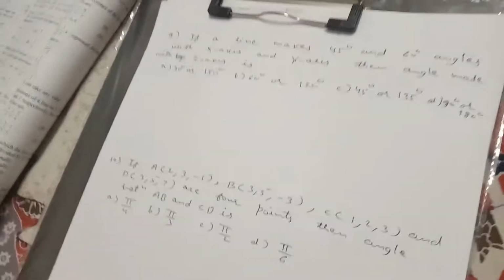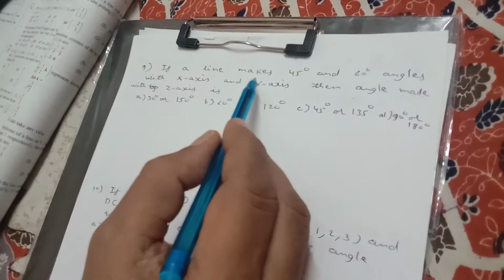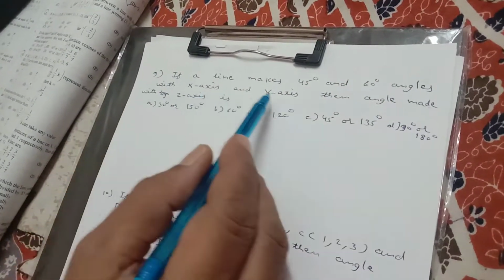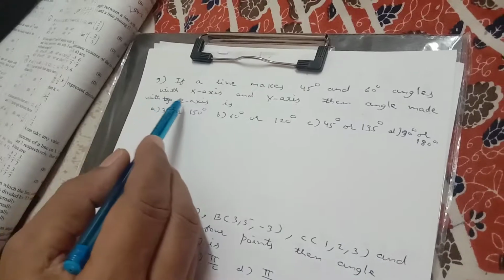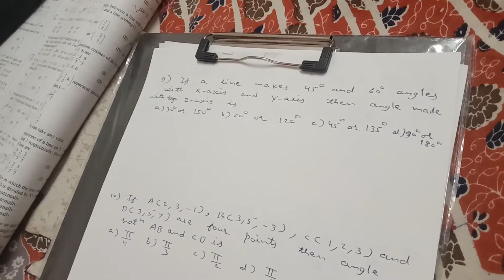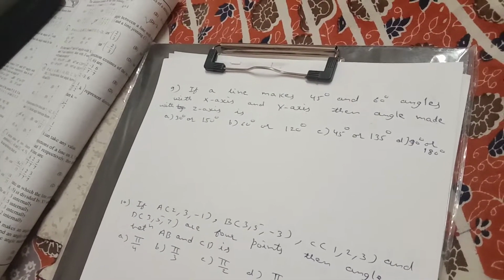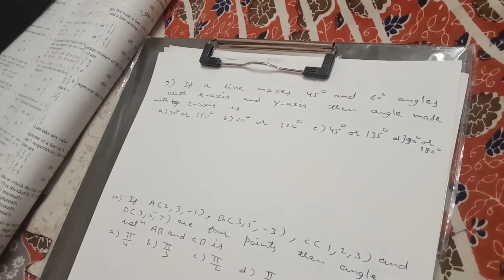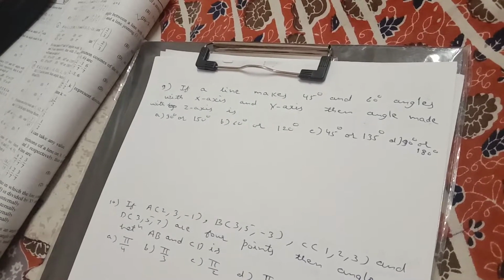Let us see next example. In this example, a line makes 45 degree and 60 degree angles with x-axis and y-axis, and we have to find the angle made with z-axis. Means these are the direction angles of a line. Angles made by a line with positive coordinate axis, they are direction angles of a line.